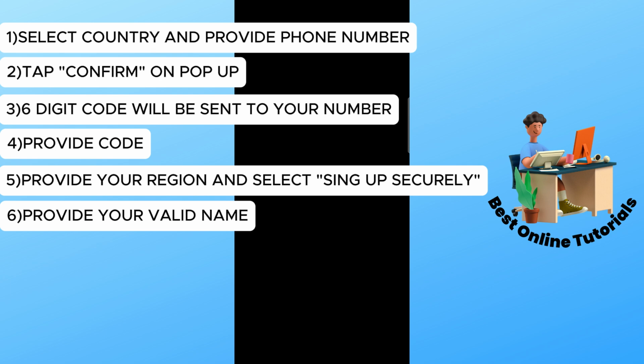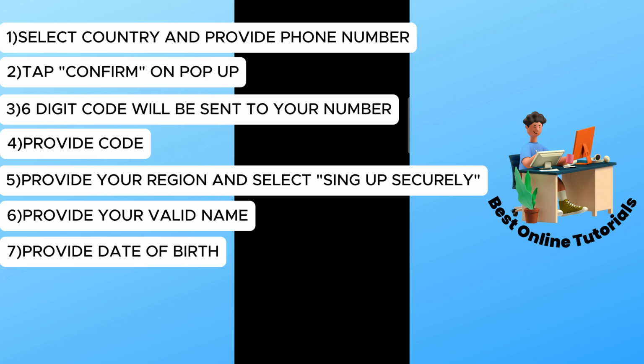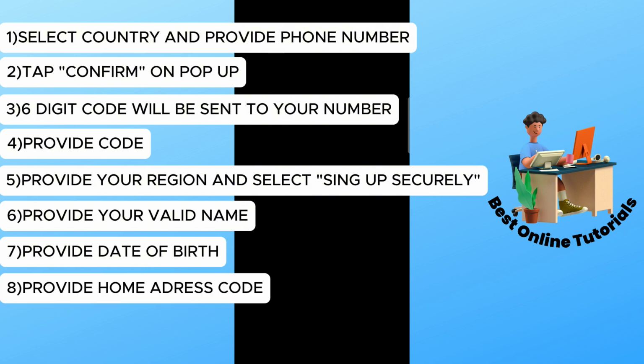So just simply provide your first name over here, guys. After that, just simply tap on continue. Now just simply provide your date of birth and tap on continue. After that, just simply provide your home address postcode. Once you have provided your postcode, you should be able to see the address here.